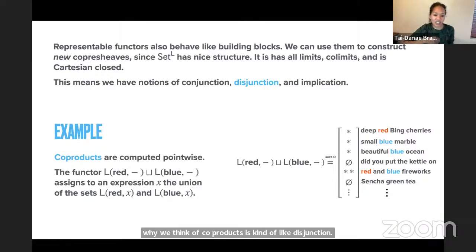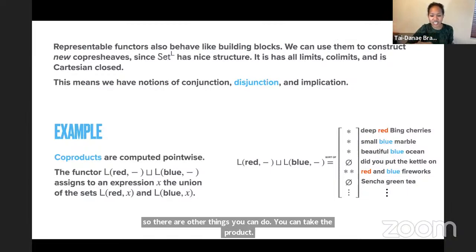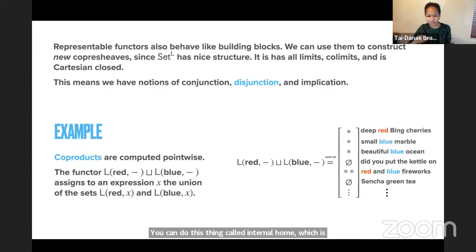Okay, so there are other things you can do. You can take the product, and you can do this thing called the internal hom, which is like implication. Writing that down gets a little bit more complicated, but there are other limits and colimits.